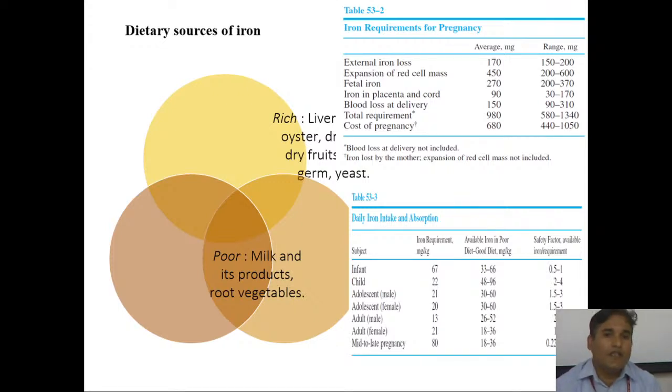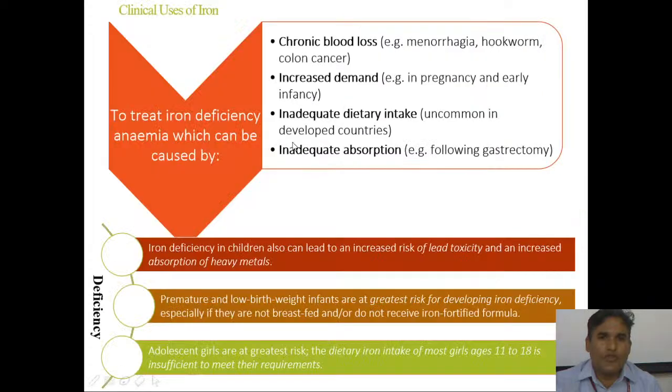You see the sources of iron. The major sources are liver, dry fruits, and germ yeast. There is some problem in the slide. These are the poor sources of iron.